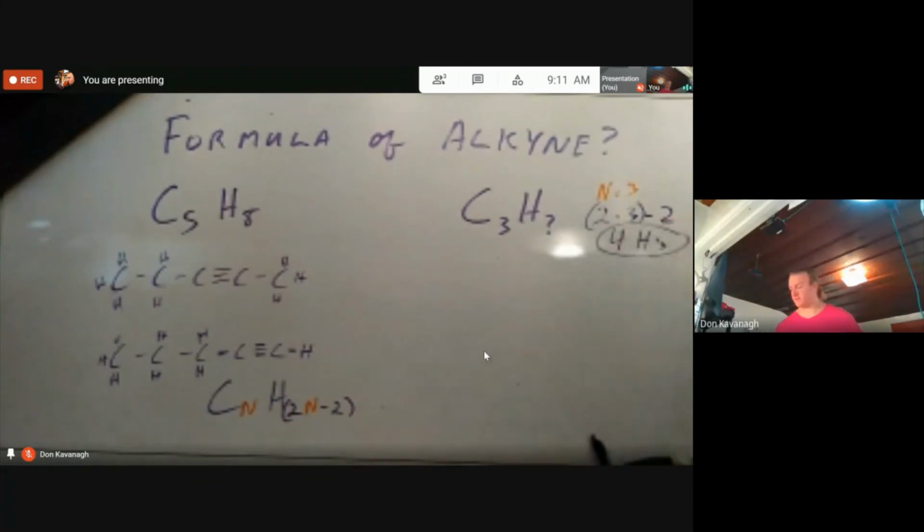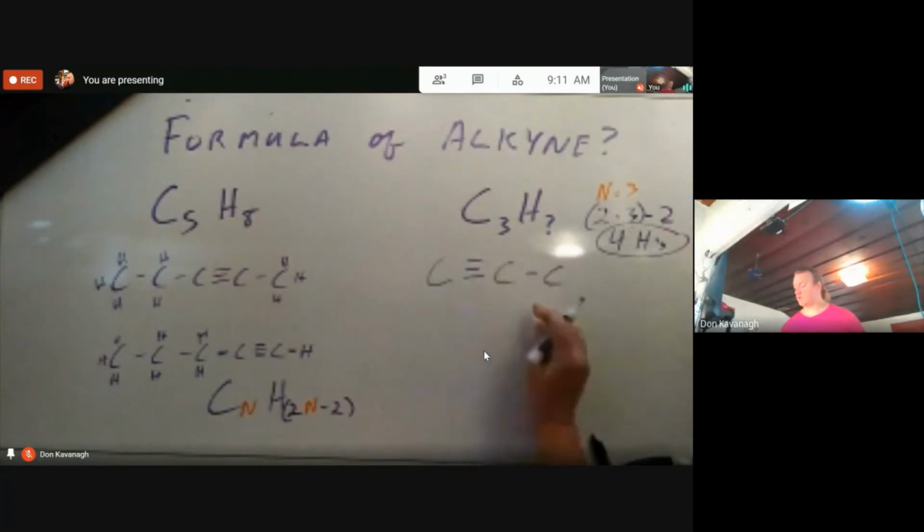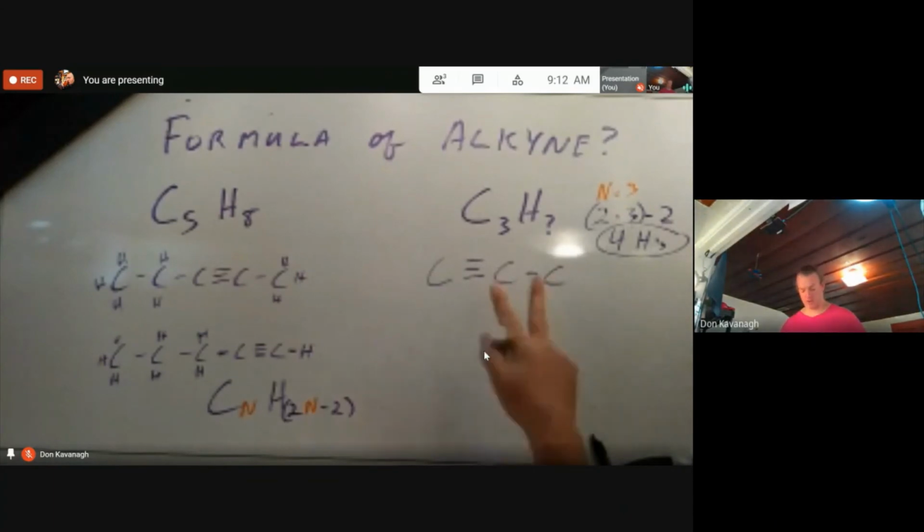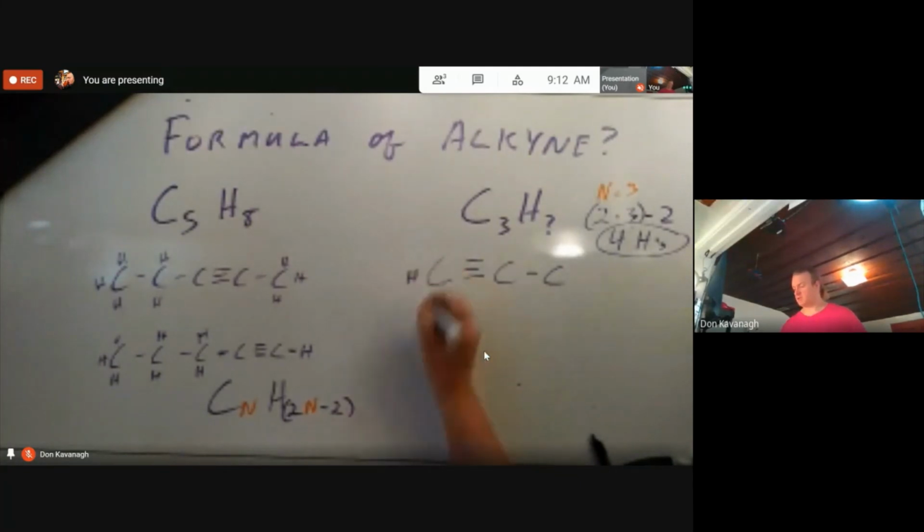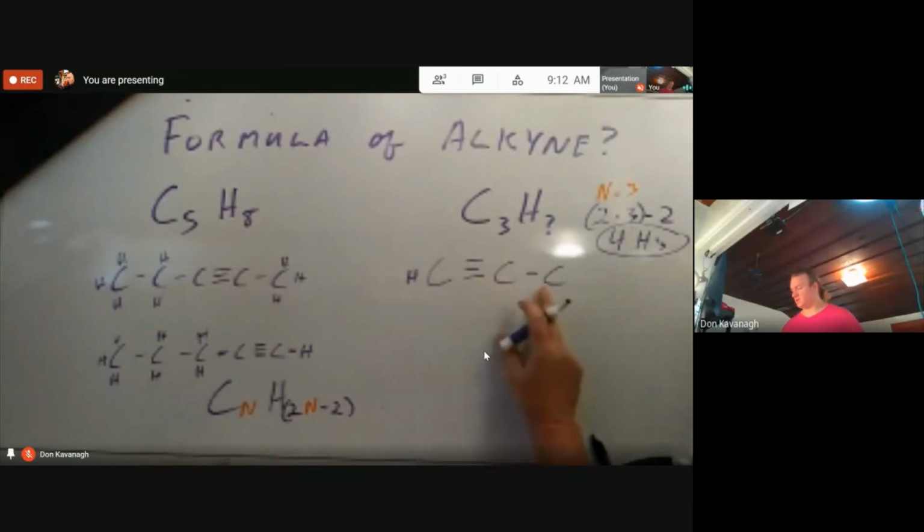Let's draw a picture of that. 1, 2, 3. And I got to put a triple bond in there. Now, it doesn't really matter which one I put it in because it's just a mirror image right there. Now I'm going to fill in my hydrogens. This carbon can take on one. This carbon, 0. And this carbon here, three.